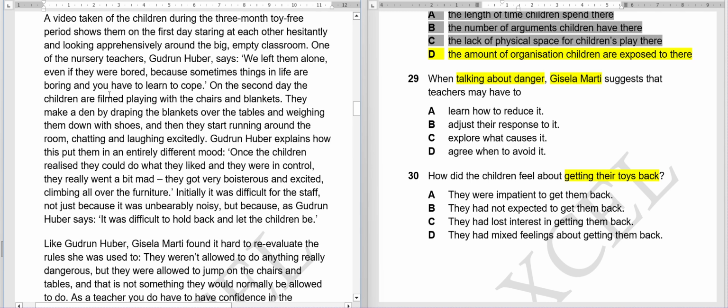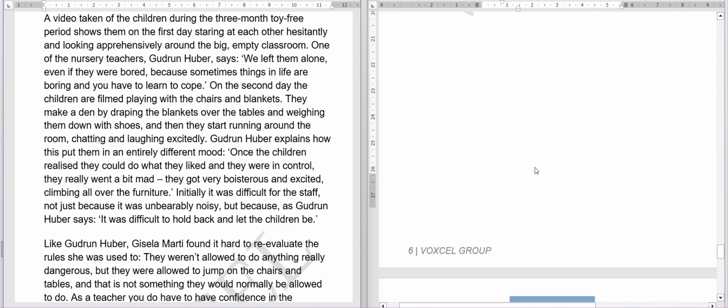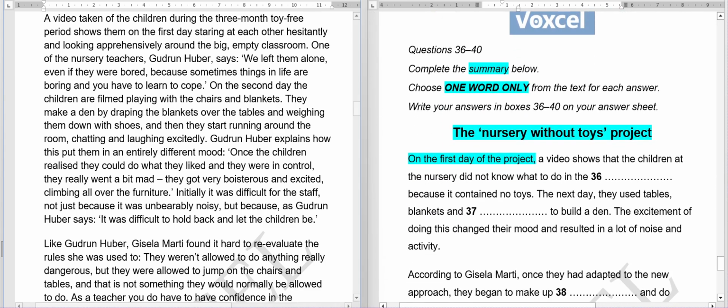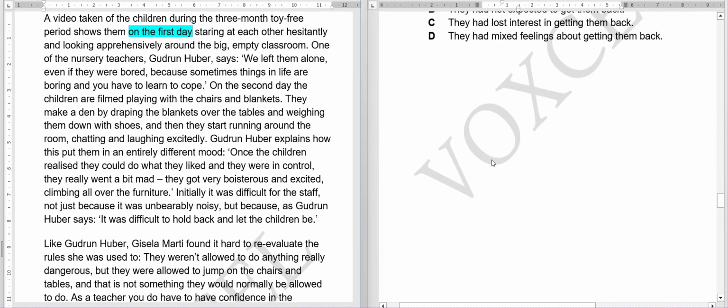staring at each other hesitantly and looking apprehensively around the big empty classroom. Now, which color? Okay. First day of the project. So here it is written on the first day. So we have found the location. So our answer should be here. But before that, we will just continue reading.